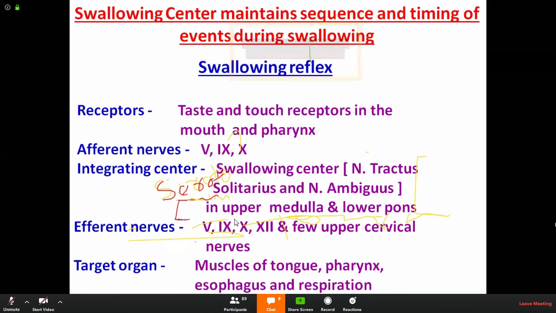If the question is about the phases of swallowing, you have to write the oral, pharyngeal, and esophageal phases, and you have to explain those phases. If it is about the reflex, you have to write down these 5 points. Am I clear?